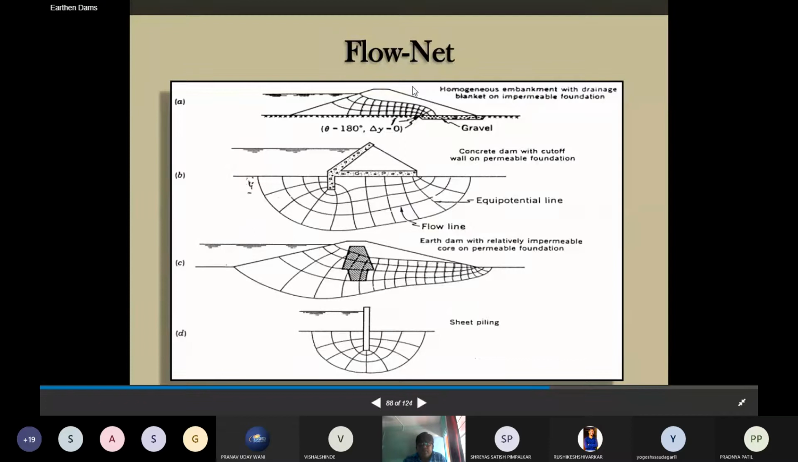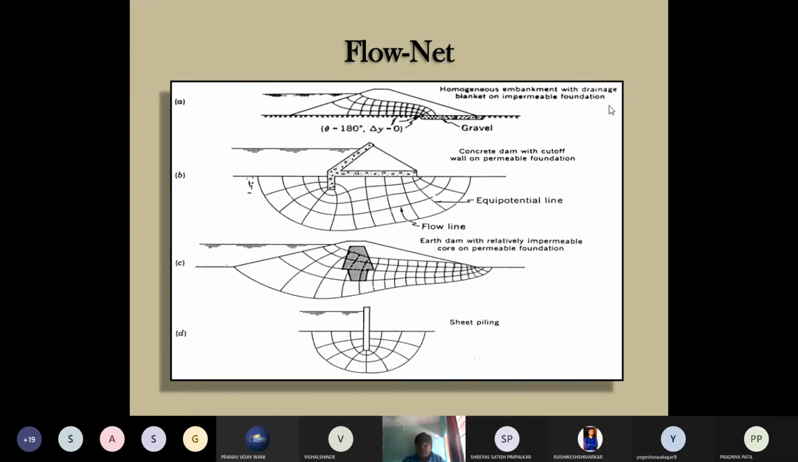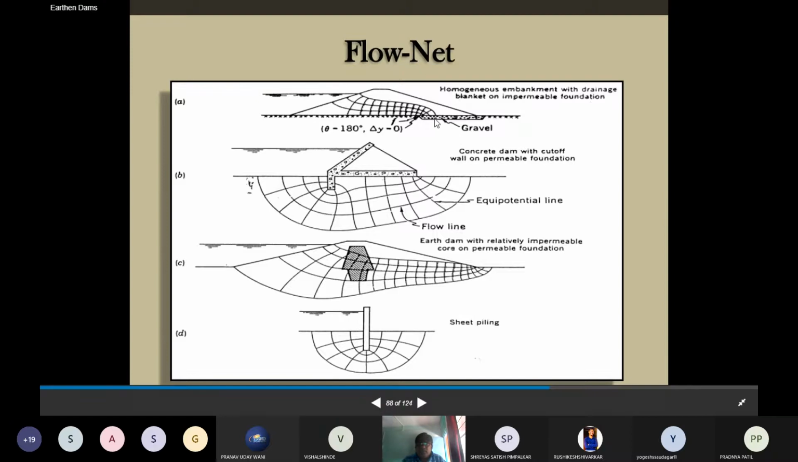This flow net is for a homogeneous embankment with a drainage blanket on an impermeable foundation. This is the horizontal filter layer having finer as well as coarser particles. This is part of the vertical cutoffs. Yesterday we saw the provision of vertical cutoffs on the upstream side, so that you can control the seepage within the foundation of this earthen dam.